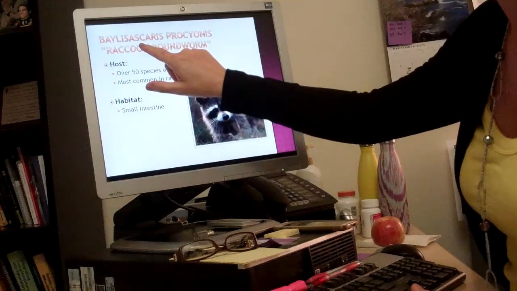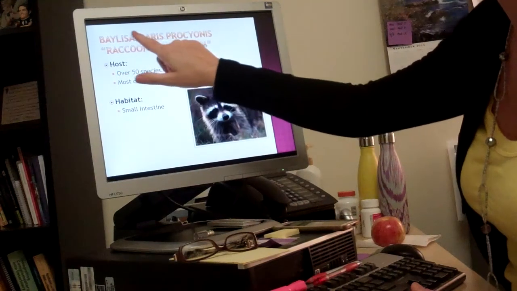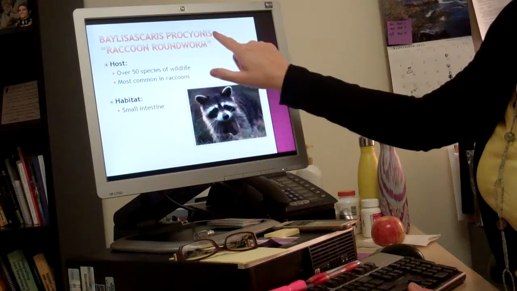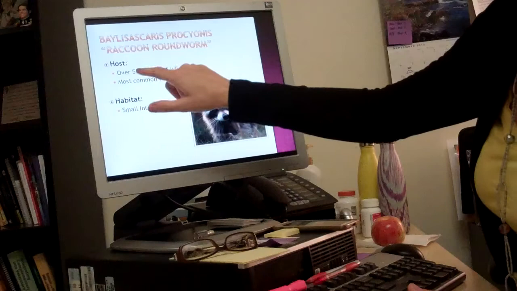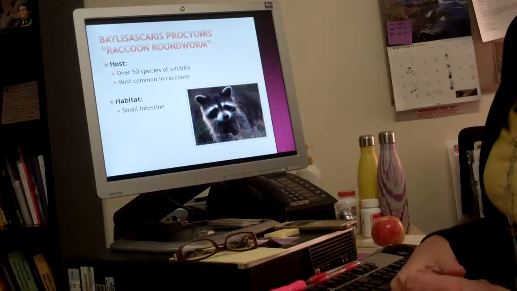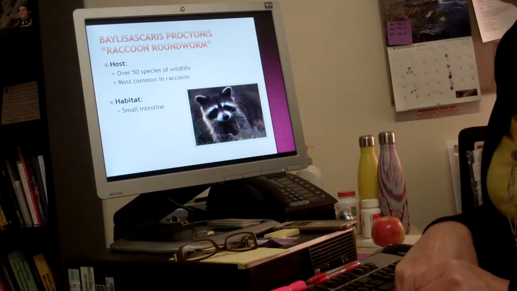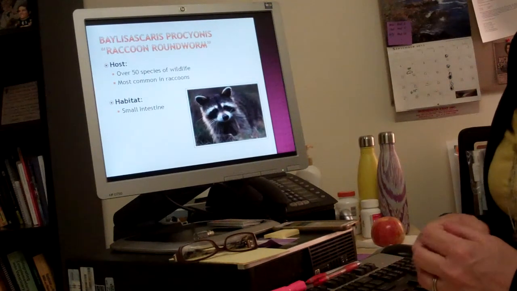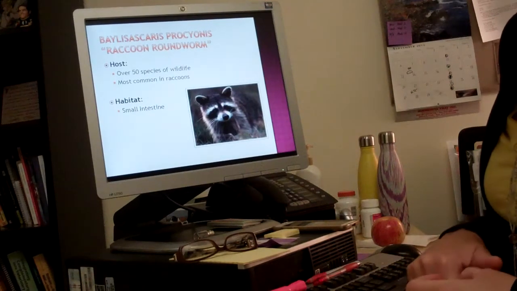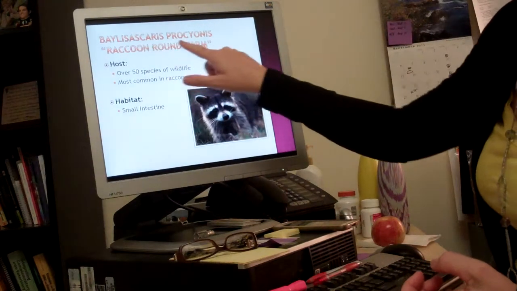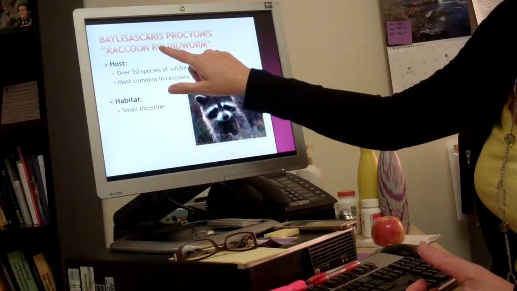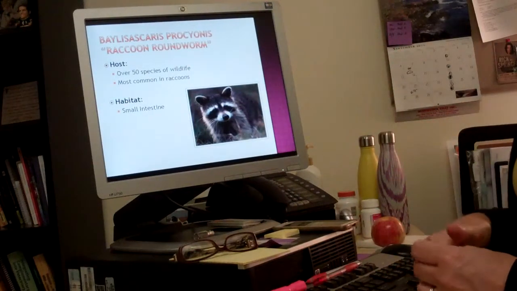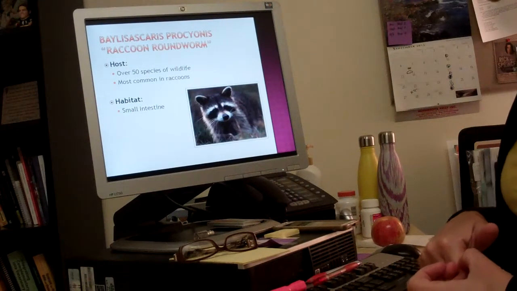Baylisascaris. Ascaris is in the name here, so you know it's a roundworm. Procyonis pertains to raccoon. This means raccoon, and hence this is the common raccoon roundworm. So yes, I know that we said that our focus is going to be small animals, cats and dogs, but I'm going to explain why we added this to the curriculum. AVMA told us to add it to the curriculum, and I'll tell you why. Even though this is named raccoon roundworm, it can affect many more species of wildlife, but it was first identified in the raccoon.